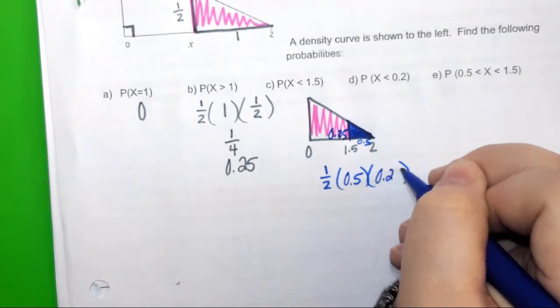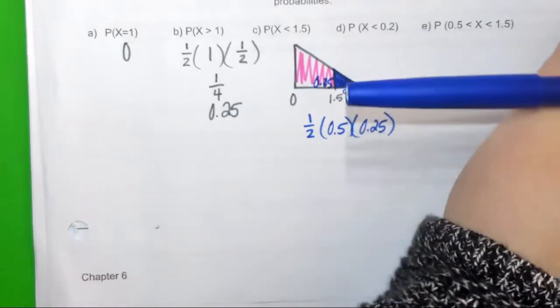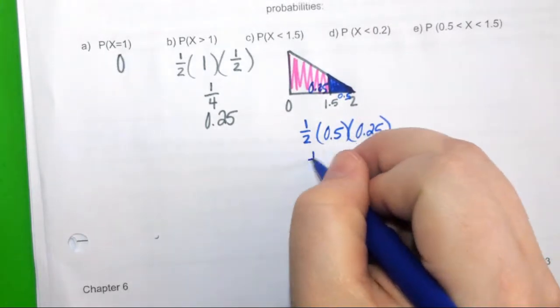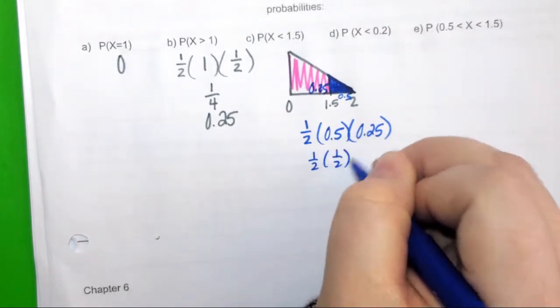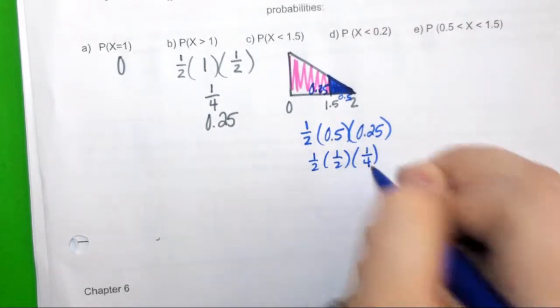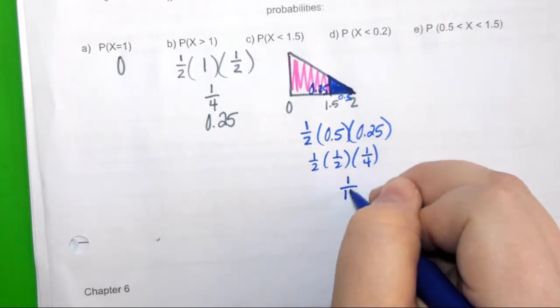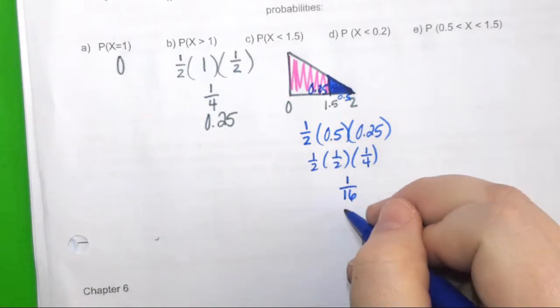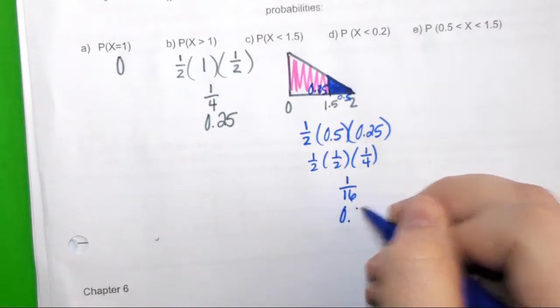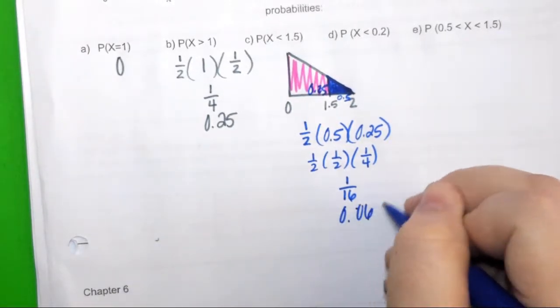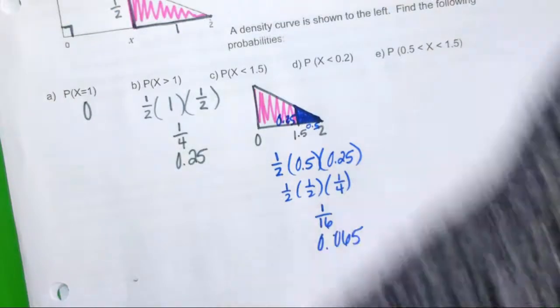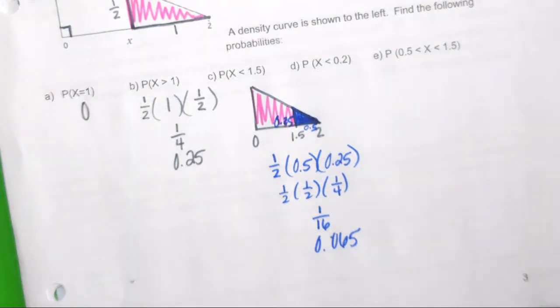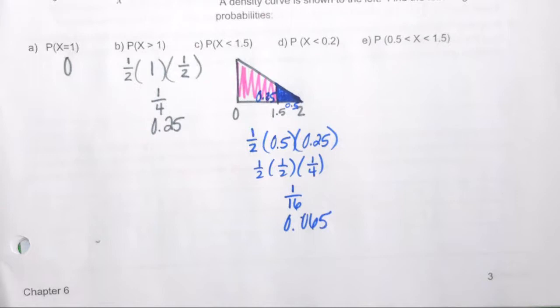I'm going to turn it all into fractions. 1/2, 1/2, 1/4. So that's 1/16. I don't know what decimal that is. Well, it's 0.0625. We're getting the drift of how we would do this. But again, that's not the answer.